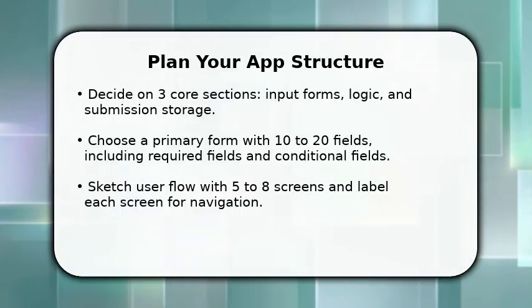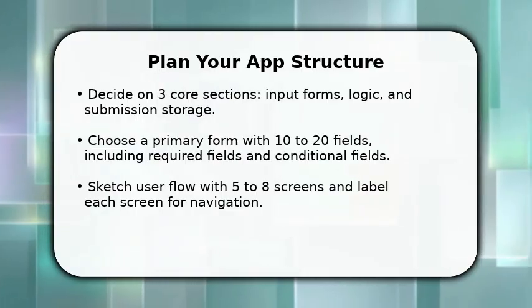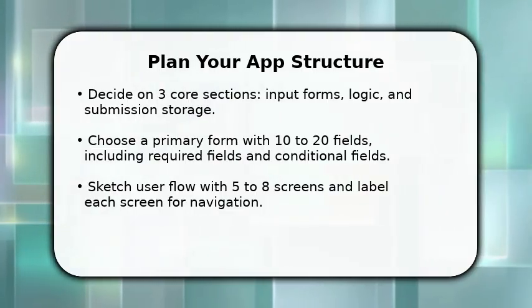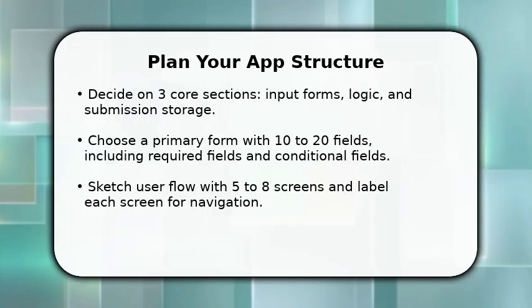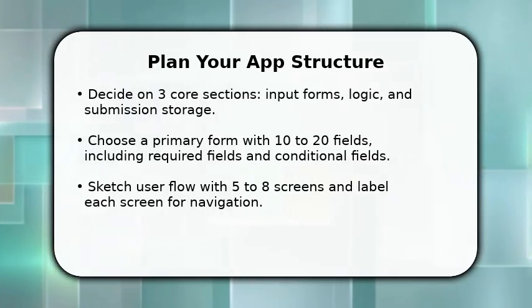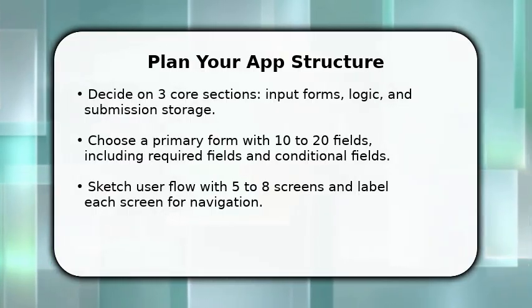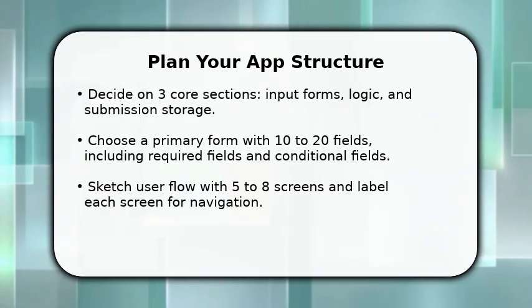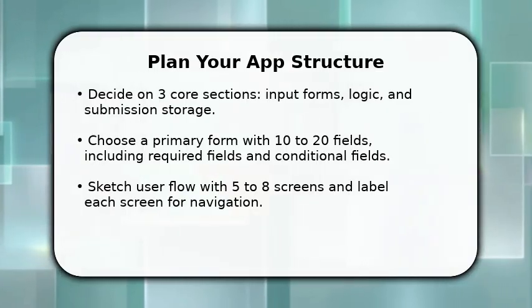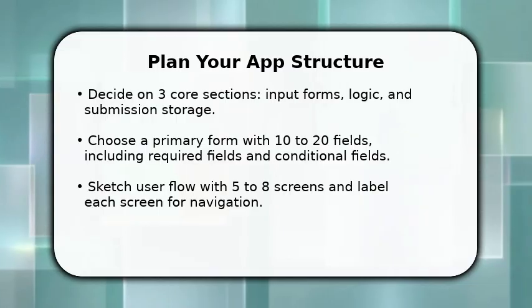Start by planning a simple app structure that matches your goal. Decide on 3 core sections: input forms, logic, and submission storage. Choose a primary form with 10 to 20 fields, including required fields and conditional fields that change per answer. Sketch user flow with 5 to 8 screens and label each screen for navigation.